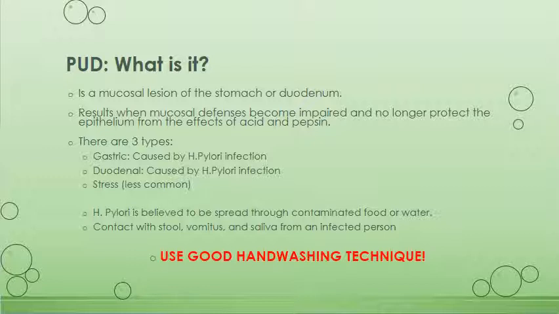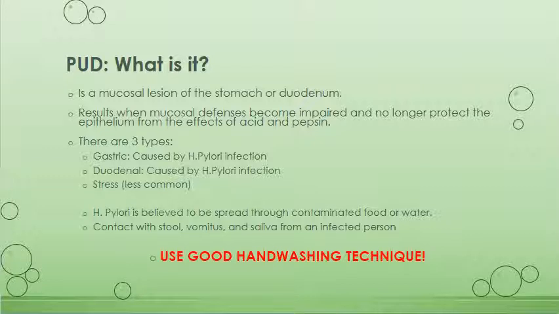Of course, acid is the hydrochloric acid, and pepsin is the enzyme that breaks down food particles when it gets in the stomach. And they're strong enough to break down that stuff. They're also strong enough to become a problem if the defense system in our bodies becomes less able to deal with it. There are three types of peptic ulcer disease: gastric, which are caused by H. pylori infection; duodenal, which is also caused by H. pylori infection; and stress ulcers, which are less common.